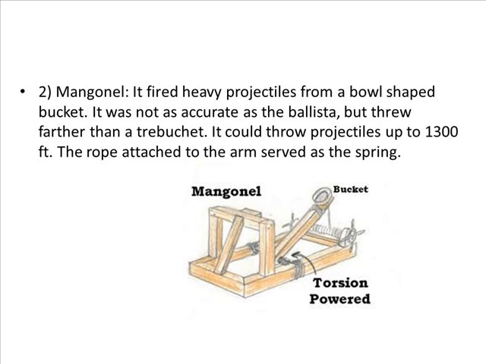The second type is a mangonel. It fired heavy projectiles from a bowl-shaped bucket. It was not as accurate as the ballista, but threw farther than a trebuchet. It could throw projectiles up to 1,300 feet. The rope attached to the arm served as the spring.